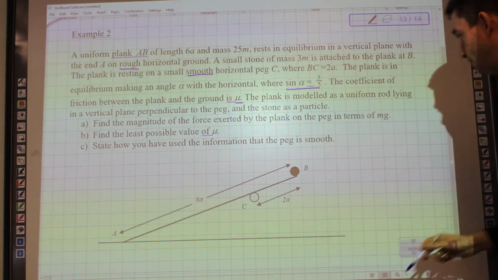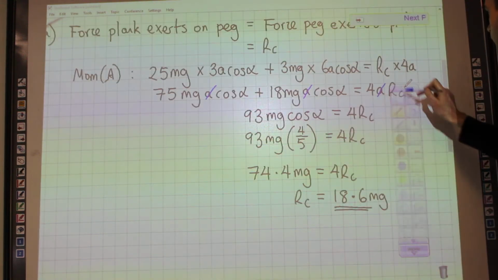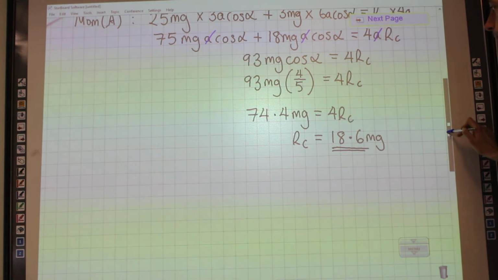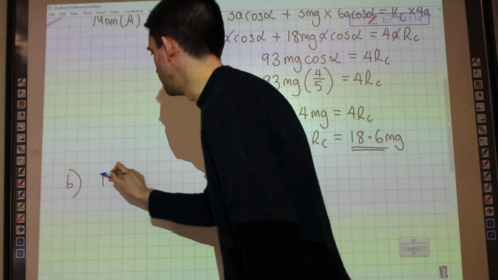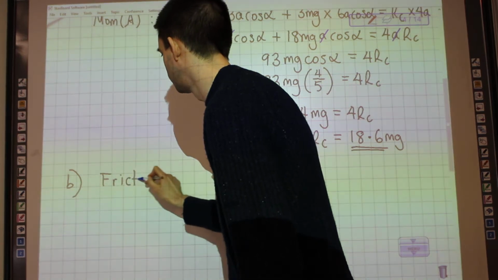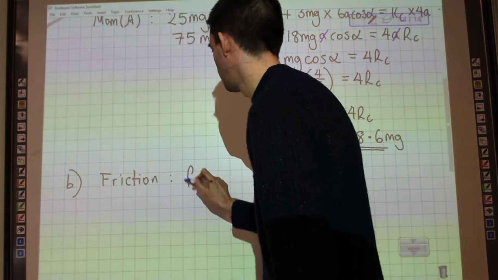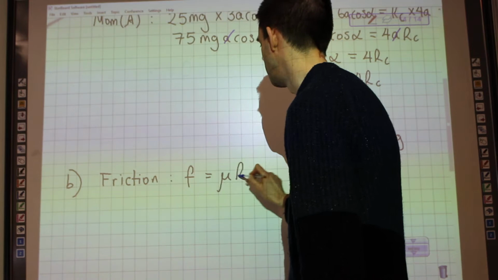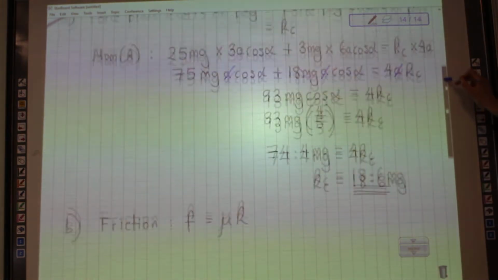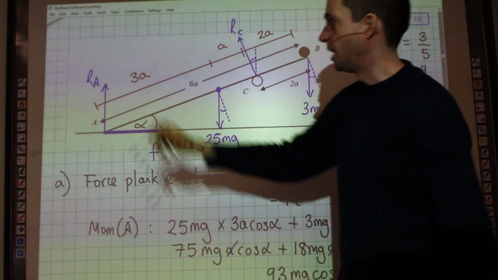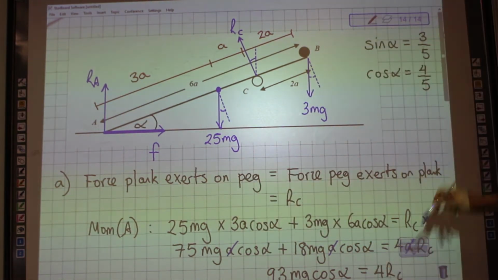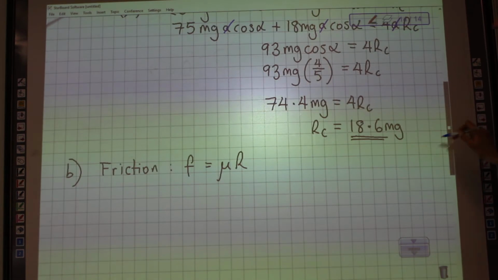Work out mu from there. So, to do part B then, we're going to be using the fact that friction F equals mu times R, and if I refer you back to the original diagram, we're going to be trying to find the friction at A and the reaction at A. So we'll start by resolving vertically.